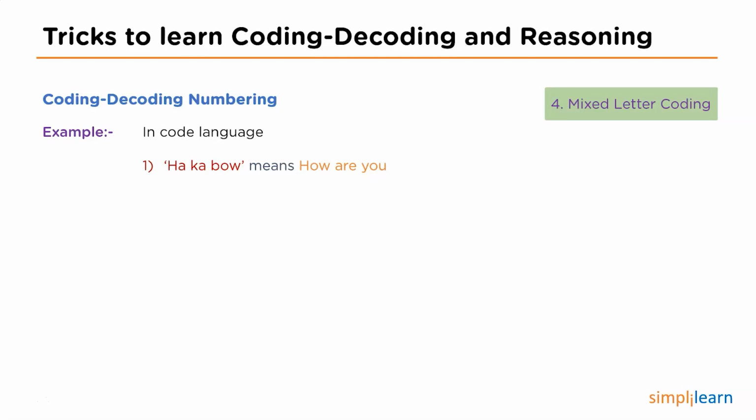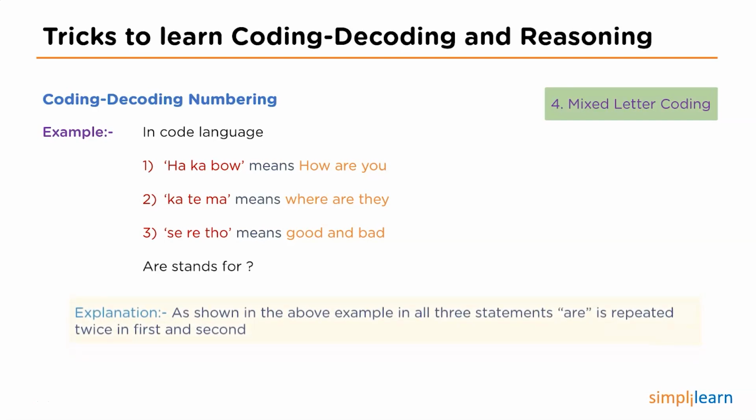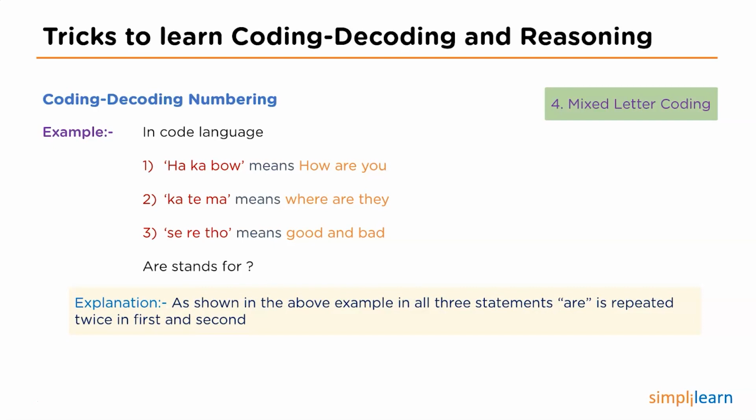The question is, in a code language, Hakabao means how are you? Katema means where are they? Seredo means good and bad. What does R stand for? Explanation. If you observe the question, it is mentioned that both the first and second statements are repeated, as the common word in both these statements is ka. Rest of each word is different, so R stands for ka. So according to the mixed letter coding, R stands for ka in the above question.